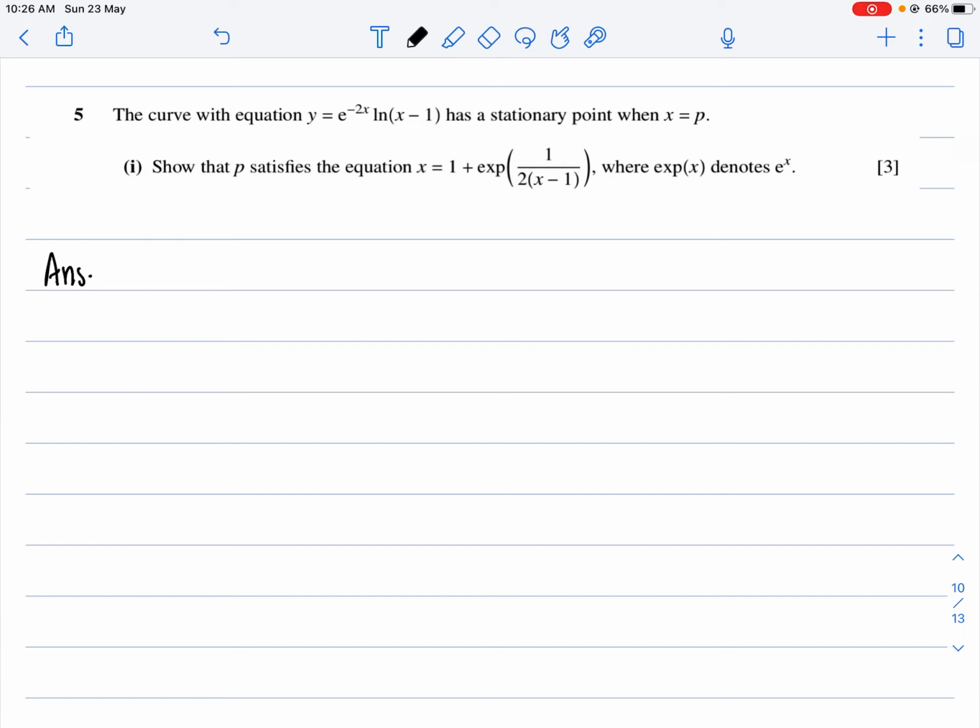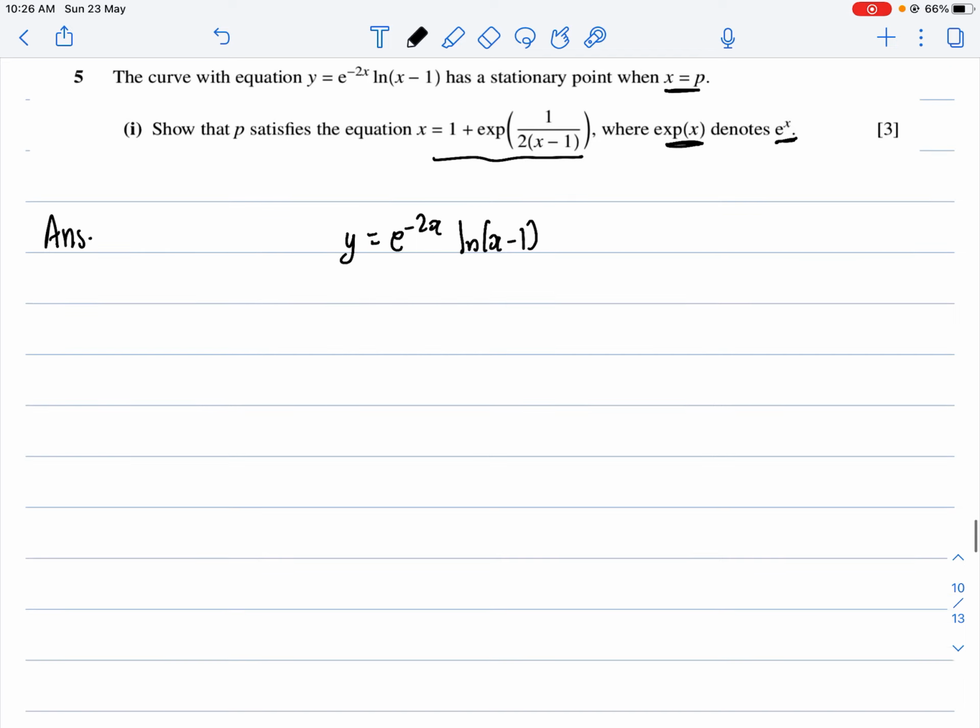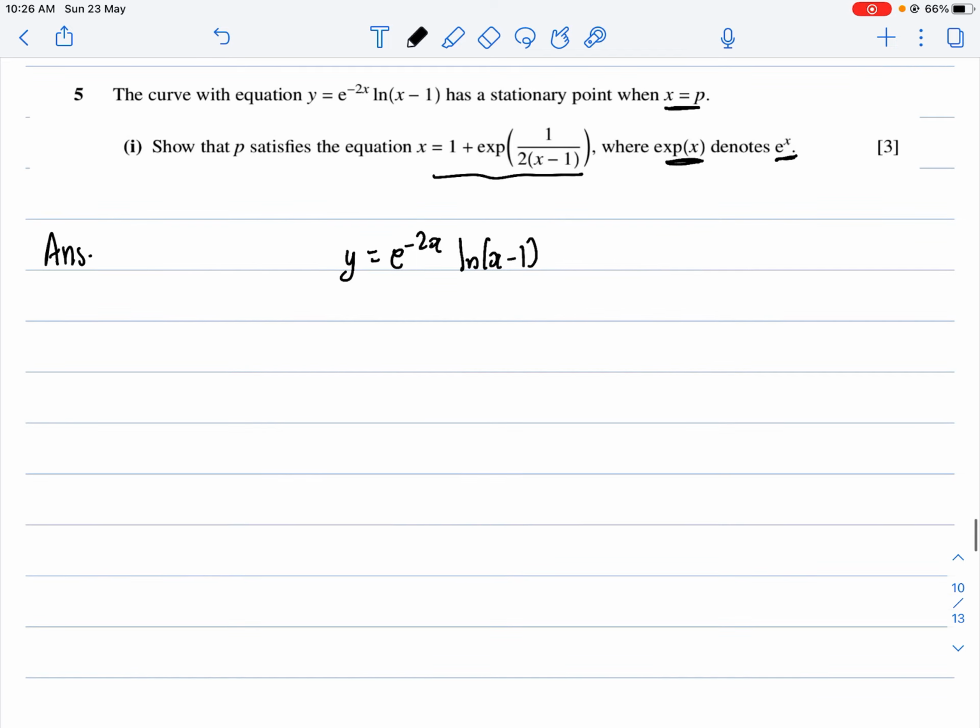So the curve has an equation y equals e raised to minus 2x into ln x minus 1. So I'll write it down first. Now this has a stationary point where x equals p. So I need to show that p satisfies this equation, where exp of x denotes e raised to x. Because I have a stationary point, this indicates that I have dy by dx equal to 0.